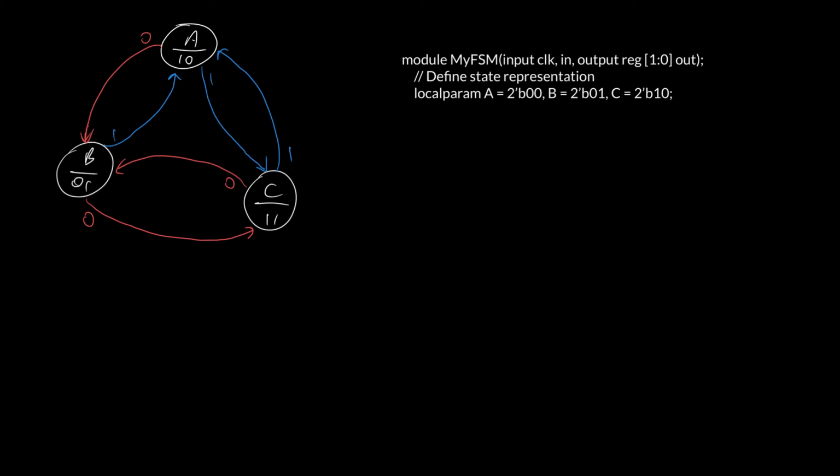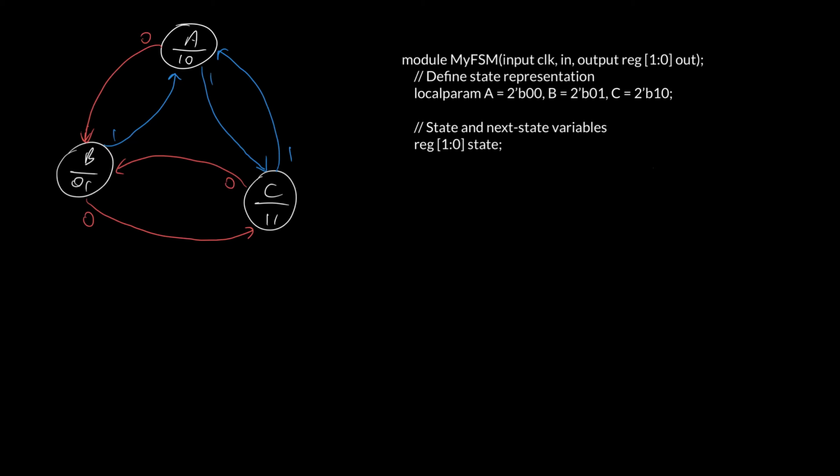Continuing on, we need a semicolon there. Now we need to define our variables to hold the state. So state and next state. I'll call them variables even though they're nets in Verilog. Register, so we decided we needed 2 bits to store our state. I can just call it state.